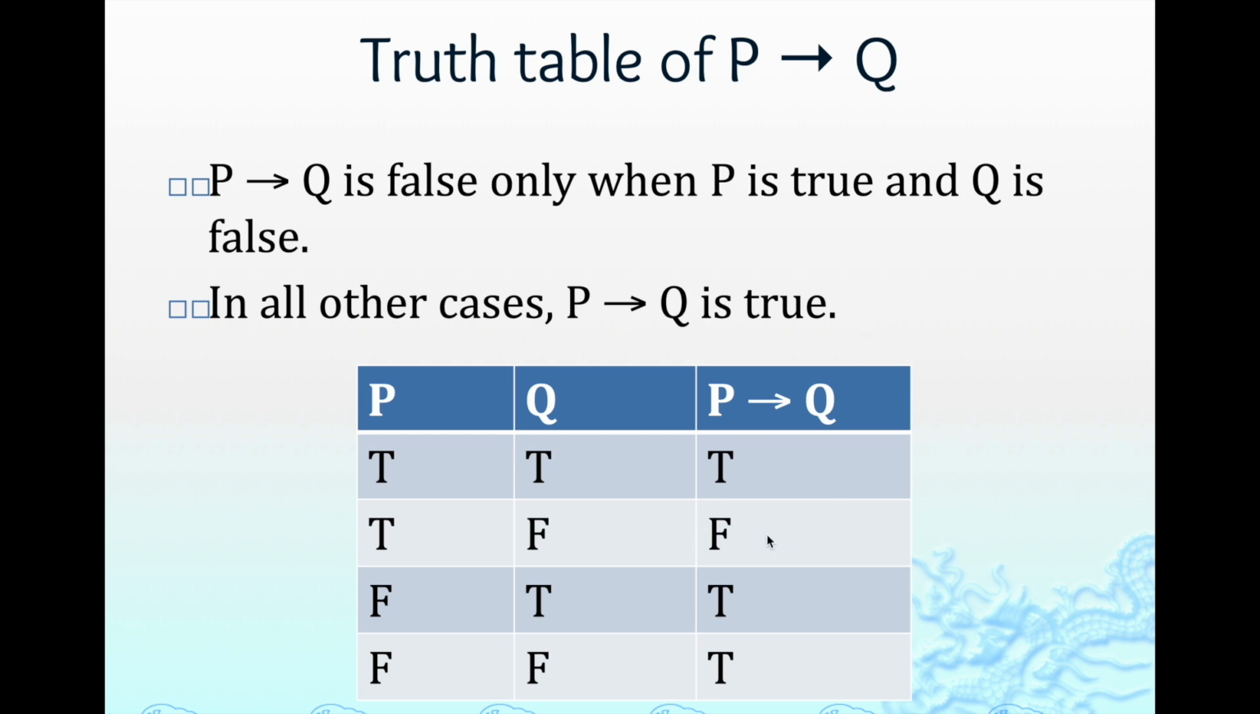So the only F here for P implies Q is in here. You'll notice that when P and Q are both true, then P implies Q is true. And when P is false, then P implies Q is true. But notice that when P is true and Q is false, then P implies Q is false.